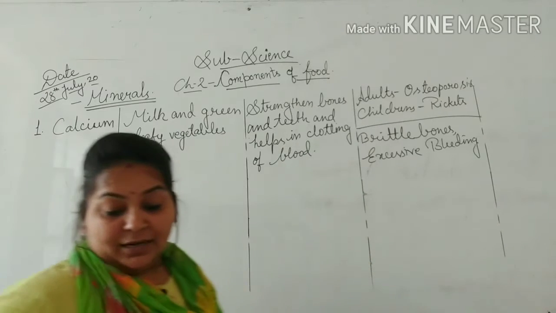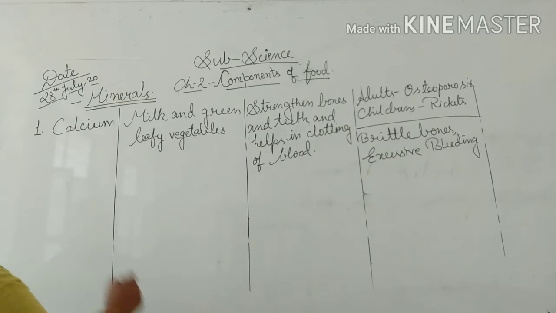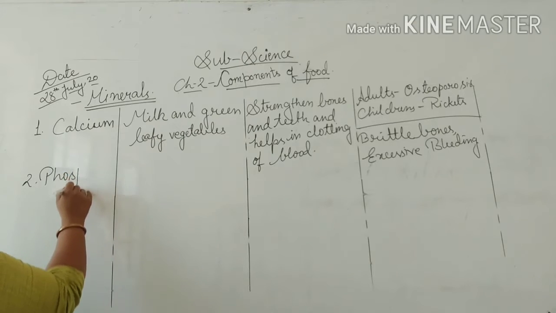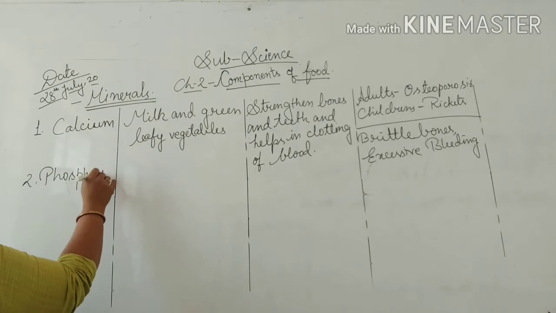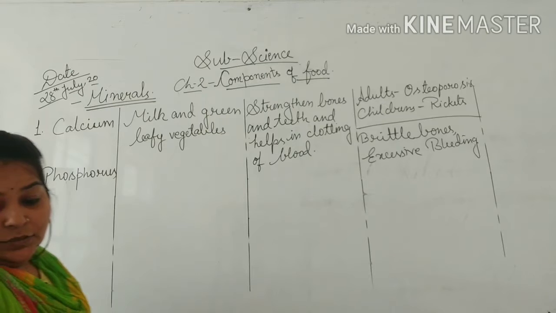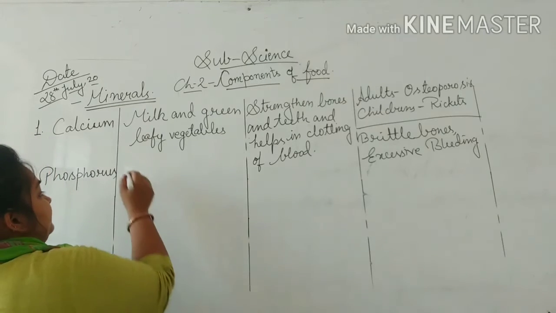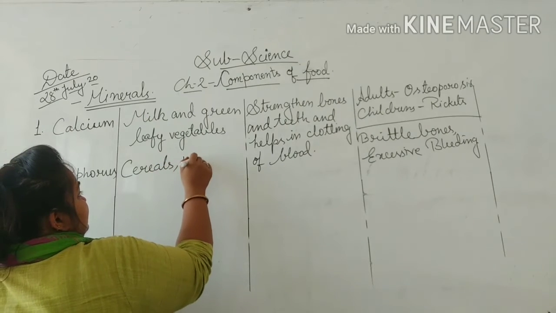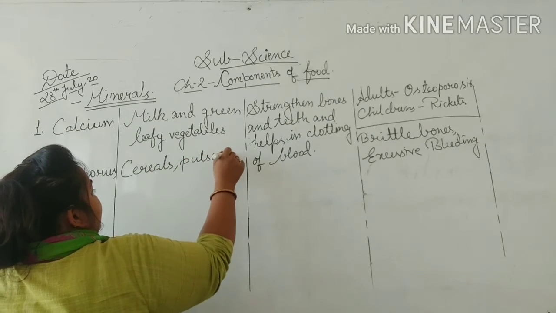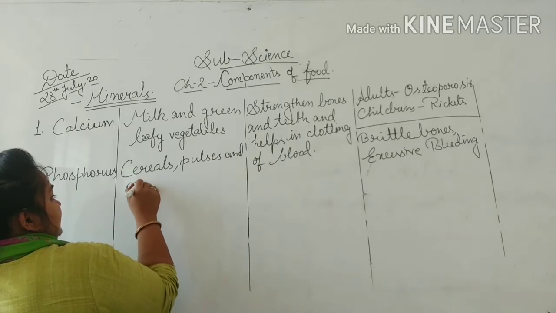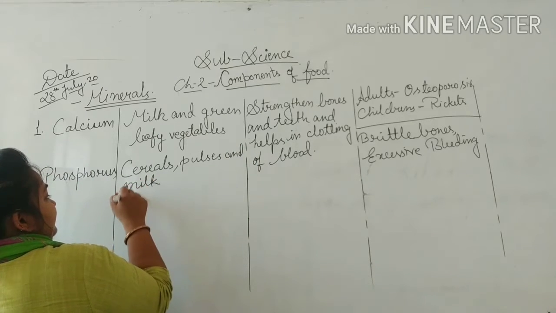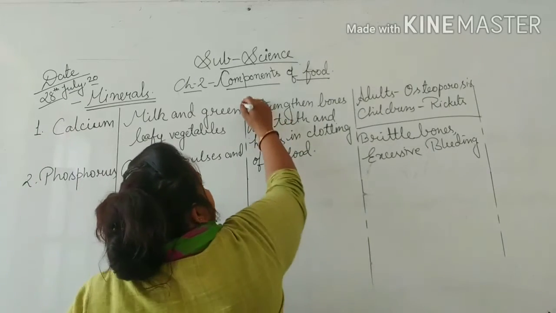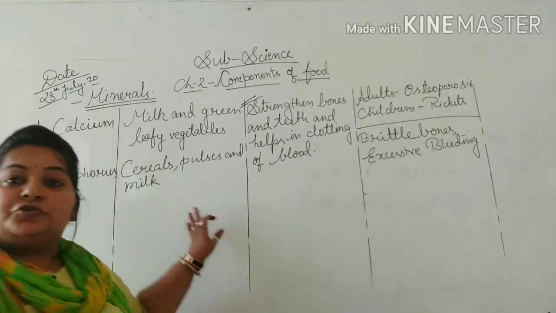Coming to the next, number 2 is phosphorus. What are the sources of phosphorus? Cereals, pulses and milk. The function is the same: strengthening bones is the same function for phosphorus also.